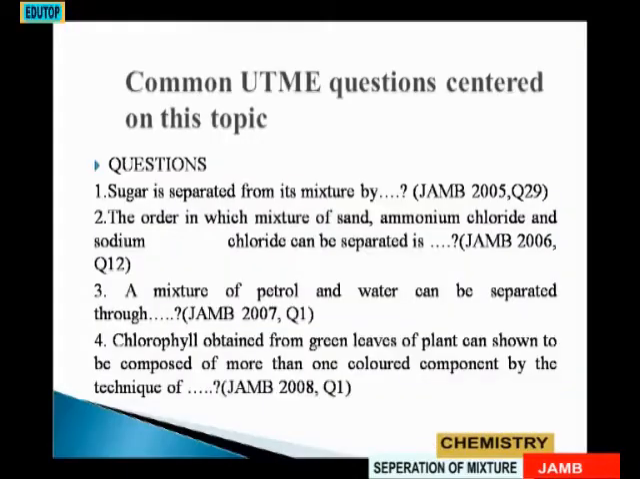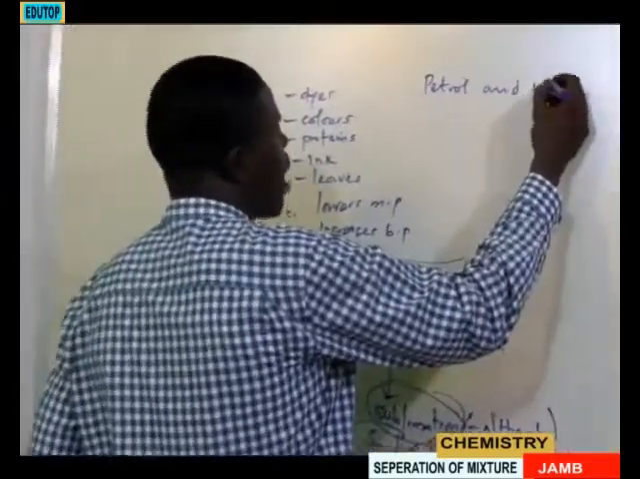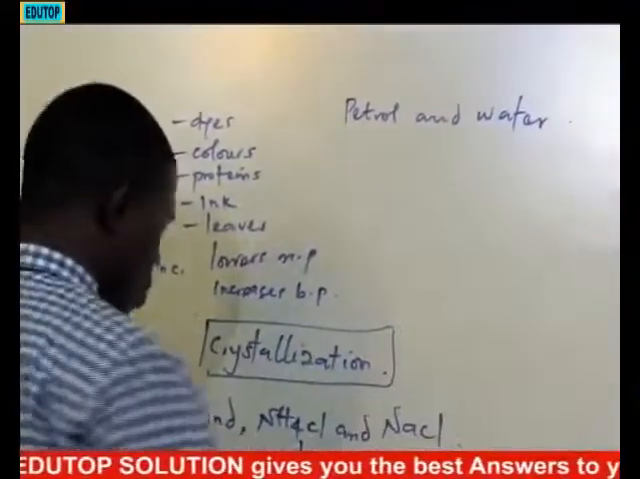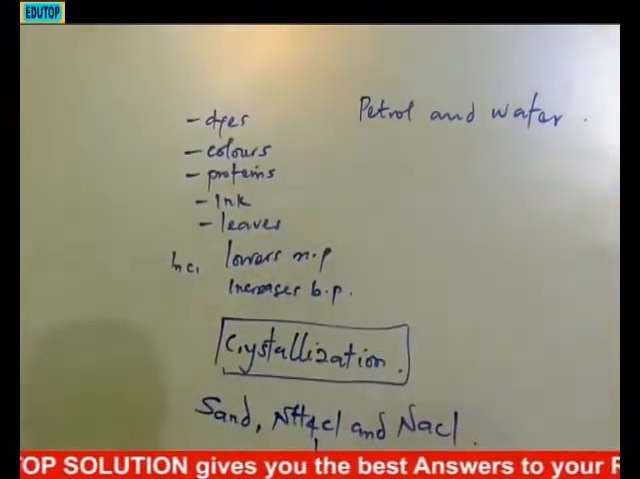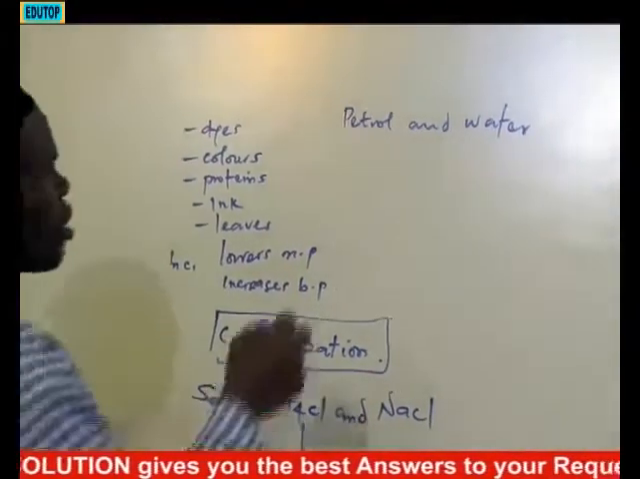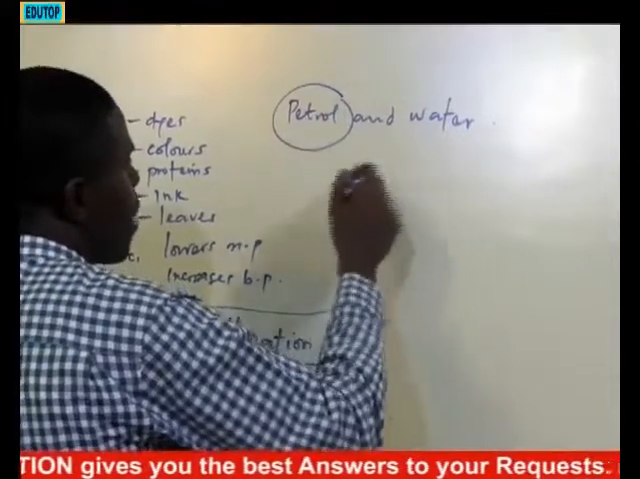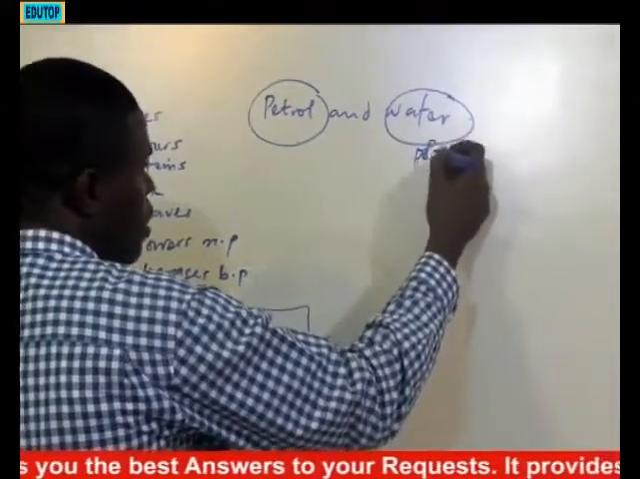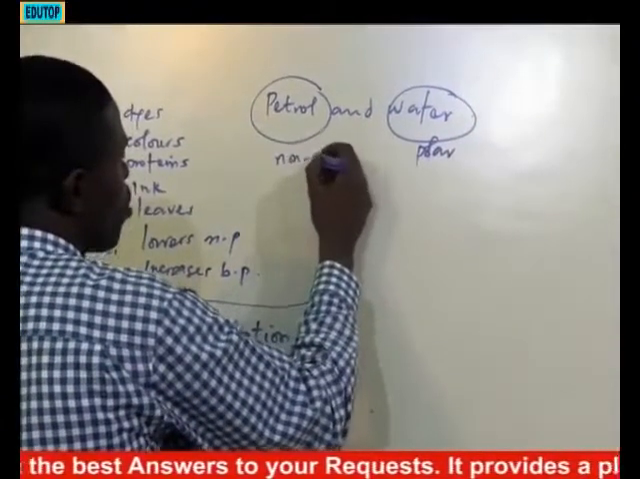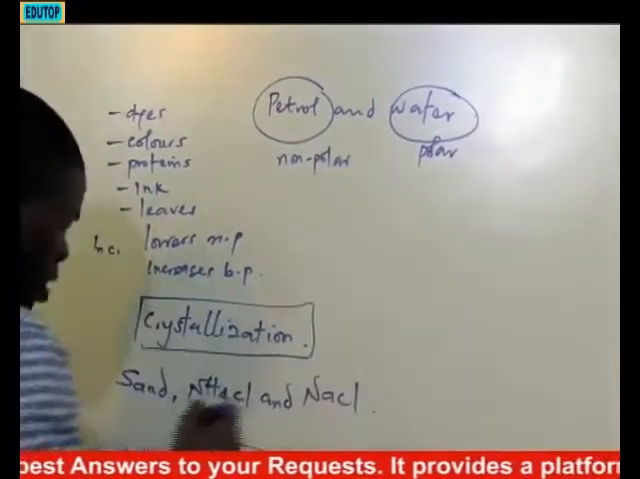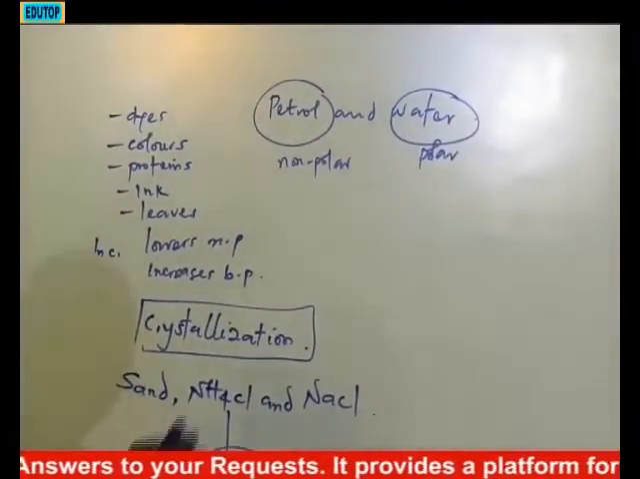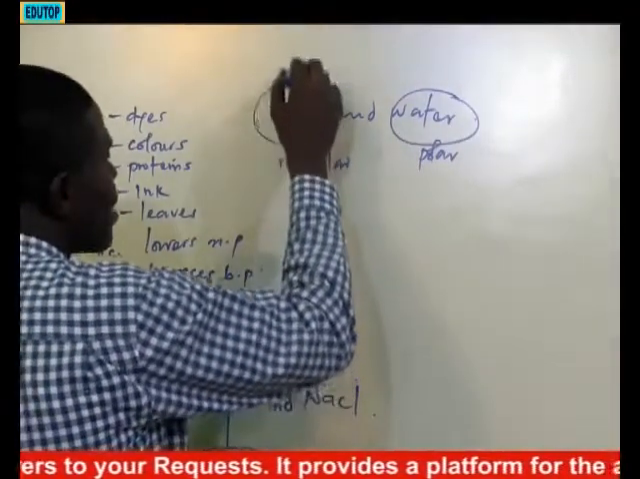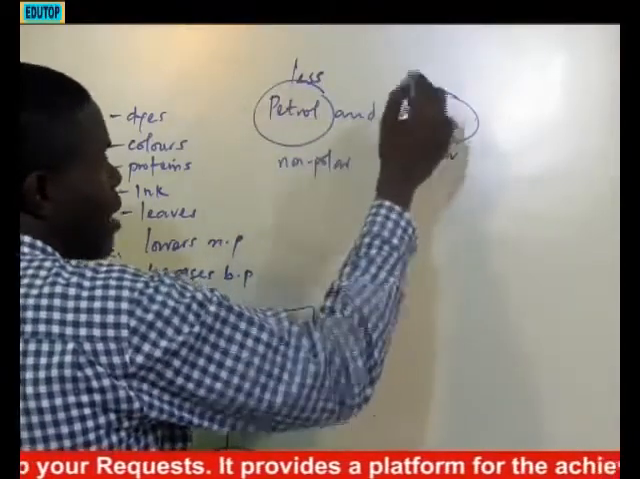A mixture of petrol and water can be separated through what? How do you separate a mixture of petrol and water? The first thing you ask yourself: if you look at this very well, petrol is an organic compound, while water is an inorganic compound. Water is a polar compound, and petrol is non-polar. If you are to separate these two, petrol is less dense than water.